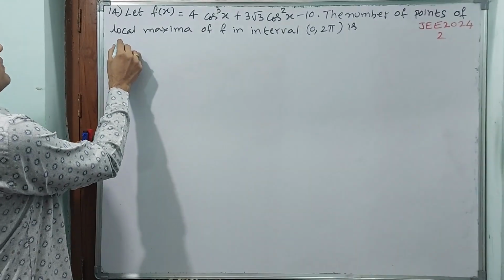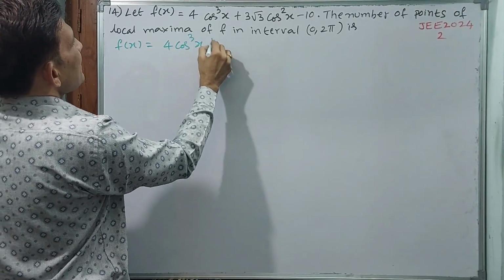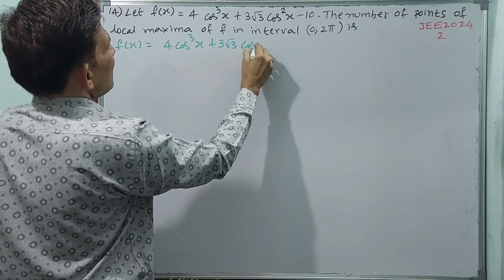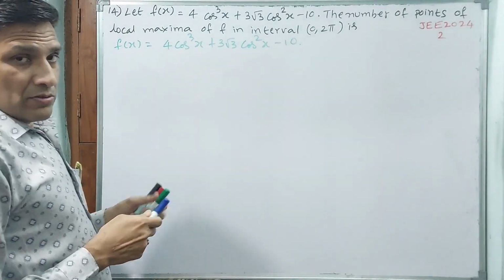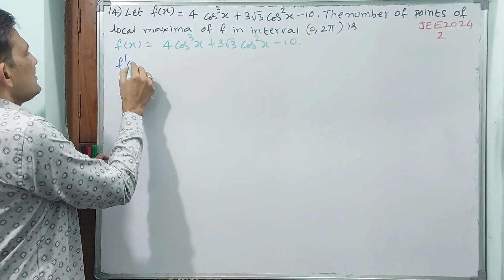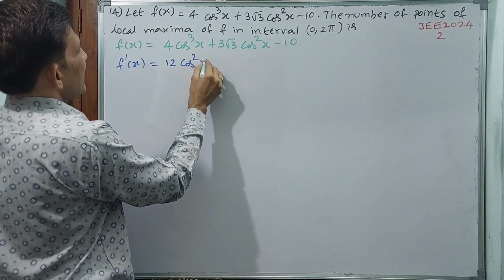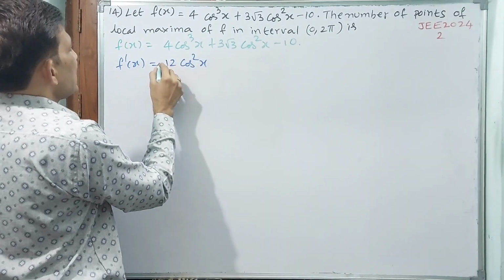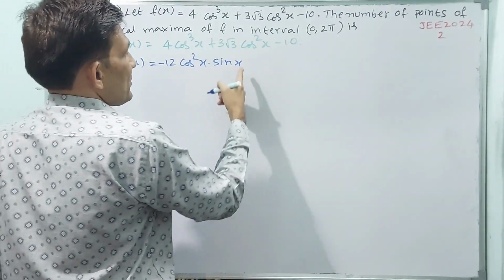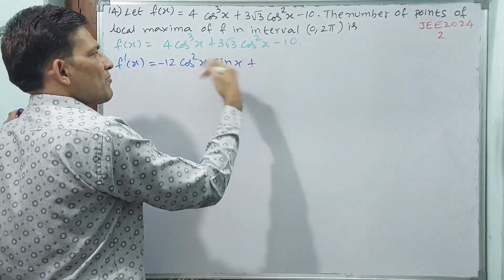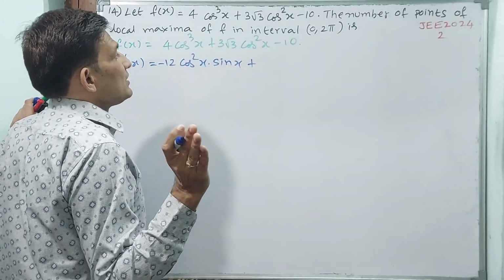Once again I will write f(x) = 4 cos³x + 3√3 cos²x − 10. Now I am differentiating. First derivative I am doing, but second derivative I am not doing. 3 into 4, 12, cos²x, d by dx of cos x is minus sin x. I have kept the minus. For me it is possible to rub it out with hand or duster, but you cannot do that with a pen.